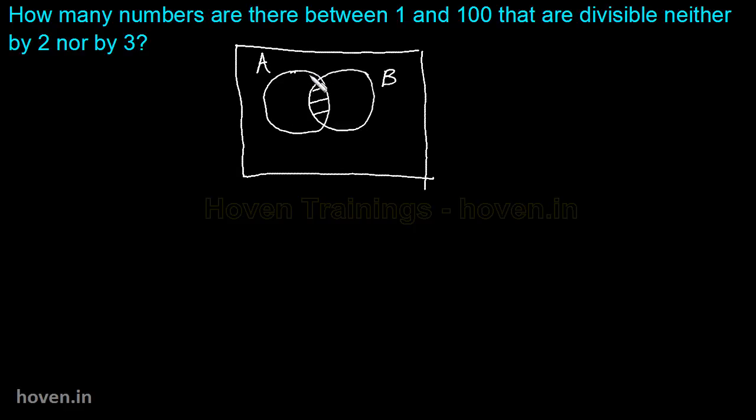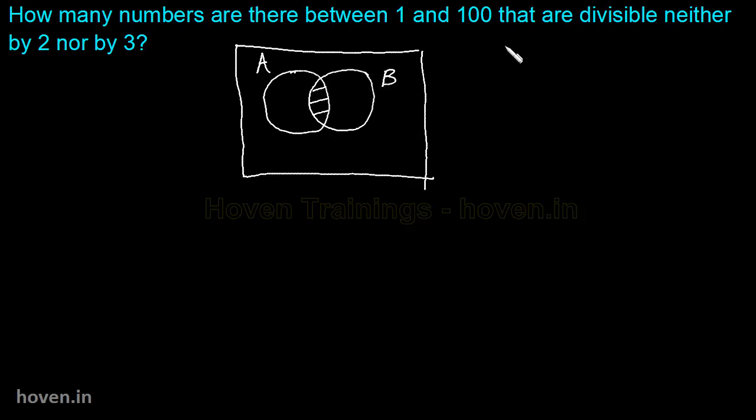And any number that is outside of these circles, that will be our answer. So if we know how many numbers are there which are divisible either by A or by B, either by 2 or by 3, then we can subtract that count from 100 and the balance will be our answer, because they will be divisible neither by 2 nor by 3. So let us proceed now to find out those numbers which are divisible either by 2 or by 3.